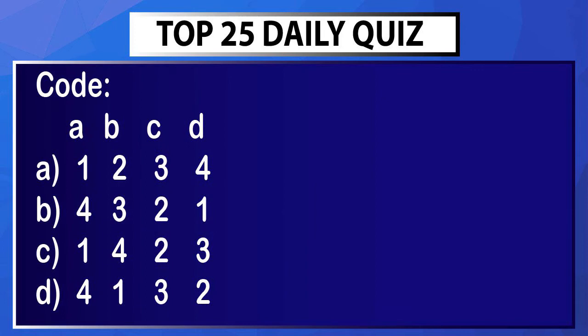Sequence A, B, C, D. Option A: 1, 2, 3, 4. Option B: 4, 3, 2, 1. Option C: 1, 4, 2, 3. Or option D: 4, 1, 3, 2. The correct answer is option A: 1, 2, 3 and 4.